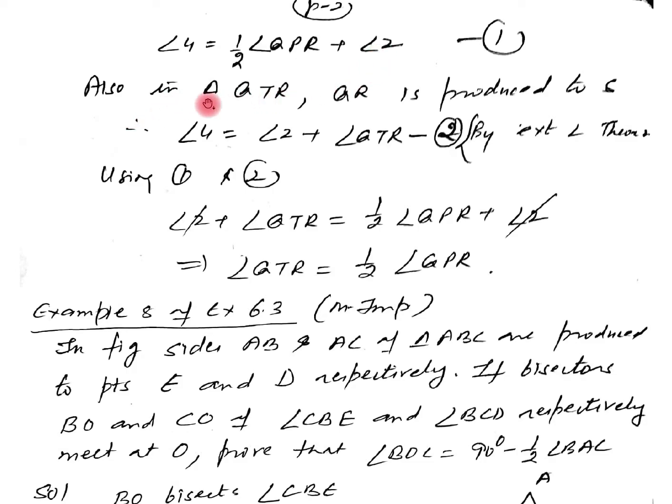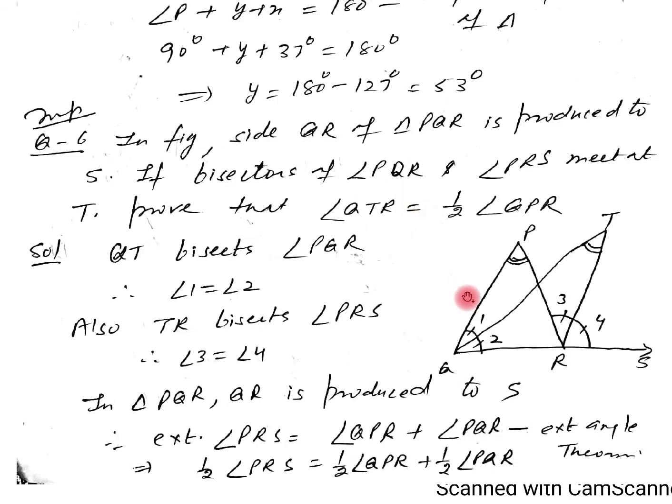Now again in the triangle QTR, QR is produced to S. Therefore I can write angle 4 equals angle 2 plus angle QTR. Let us see the figure. Now secondly I have taken this triangle TQR. Again side QR is produced to S. Now in this triangle I can write exterior angle 4 is equal to angle 2 plus angle QTR, again by the exterior angle theorem, because in the result we want only two angles: one is angle QTR, another is half angle QPR.